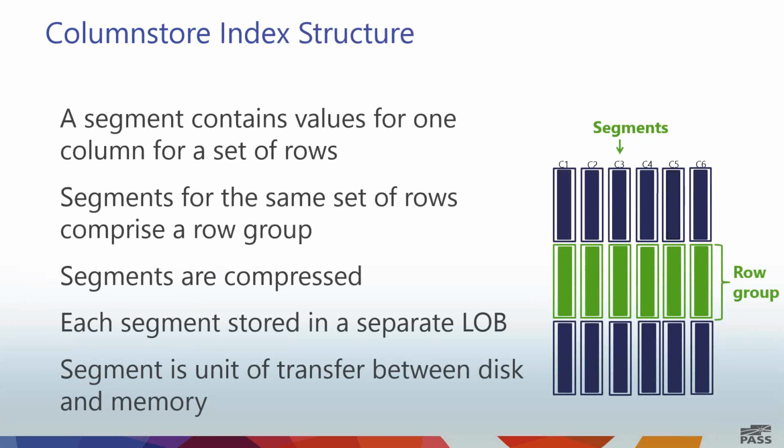We have things we call segments, and we have other things we call row groups. A segment contains the values for one column for a set of rows. So the segments are those vertical things you see. The segments for the same set of rows comprise a row group.